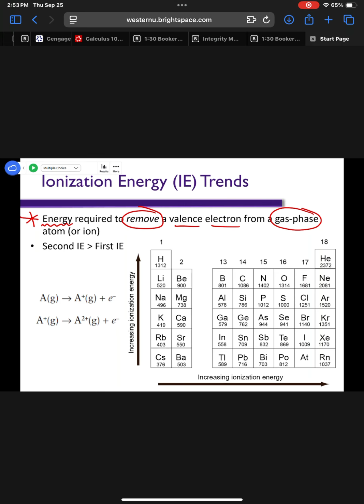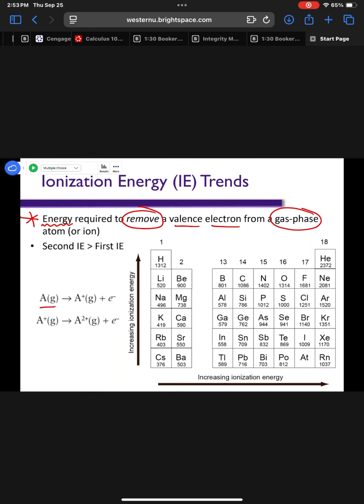So in a liquid, we have intermolecular forces. In a gas, we don't have to worry about intermolecular forces and attractions between molecules. So here we want an atom or ion all by itself. It's in a gas, and we want to steal one of the electrons.